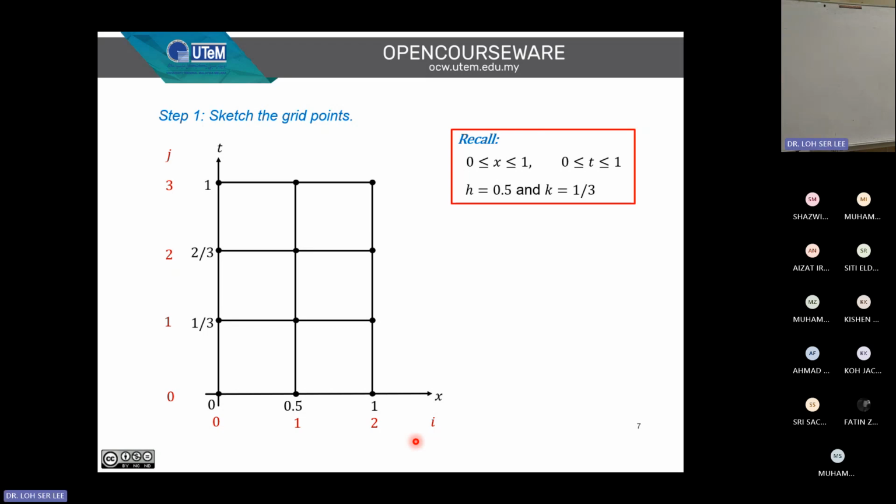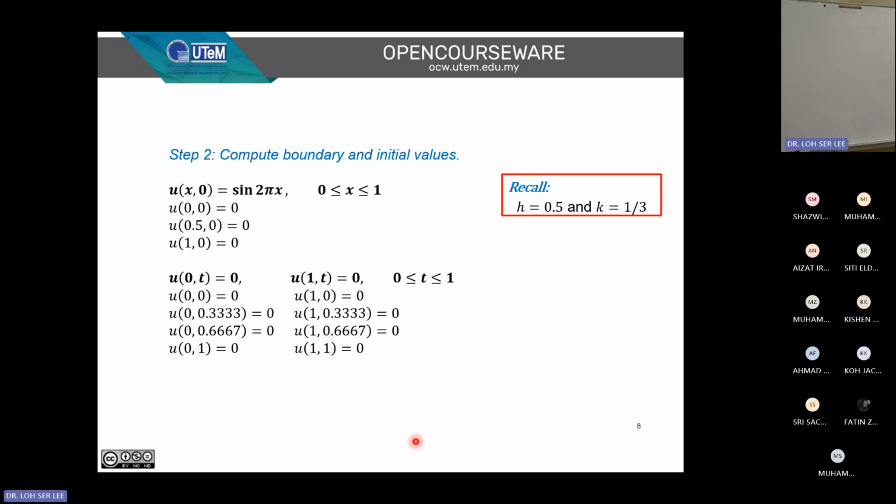After you sketch the grid points, we compute the boundary and initial values. This is the initial condition. Your x has 3 values: 0, 0.5, and 1. Here t is 0, so no matter what your x is, t remains 0. To get the right hand side values, you substitute your x into this expression. For example, when x is 0, this is 0, and sine 0 is 0.